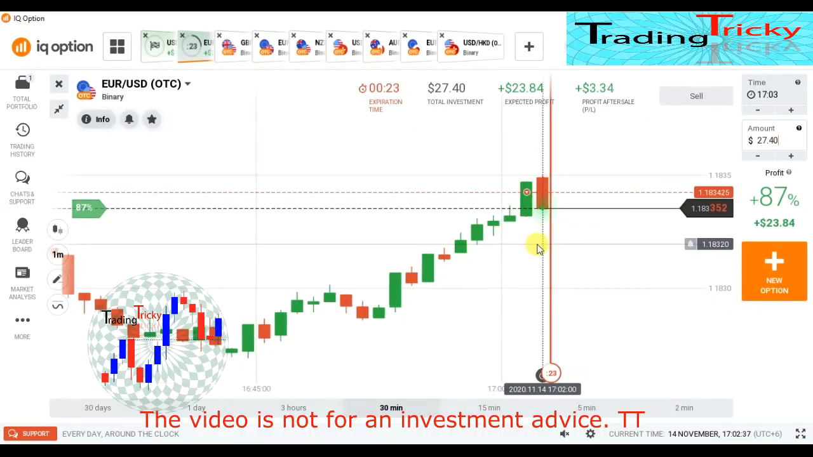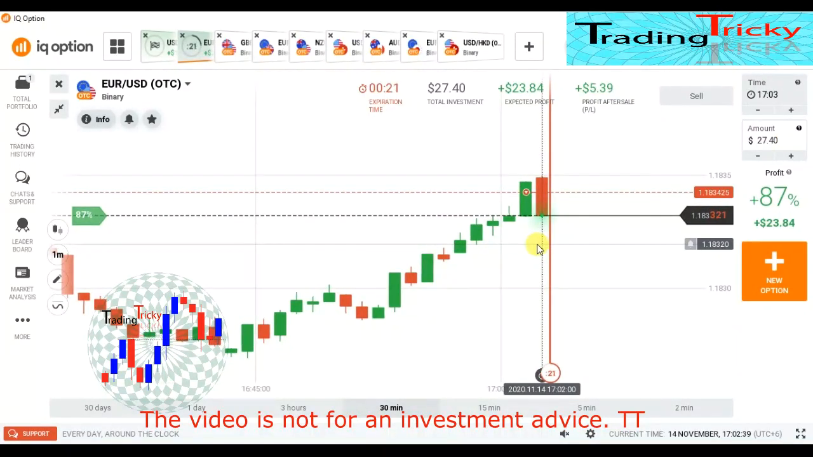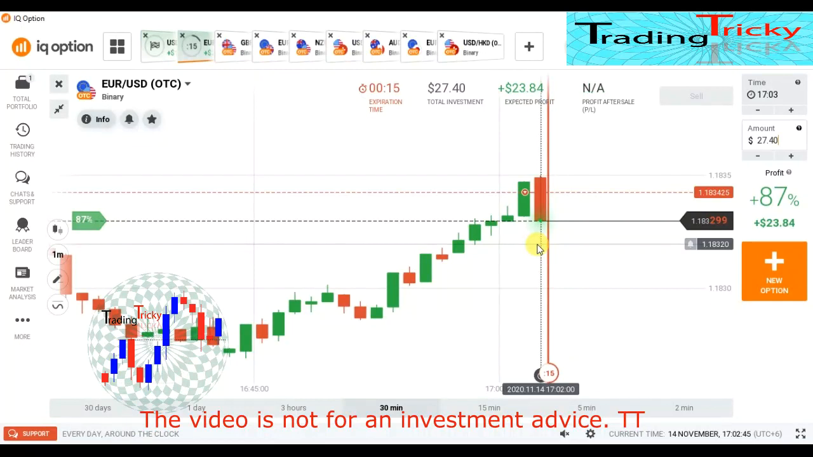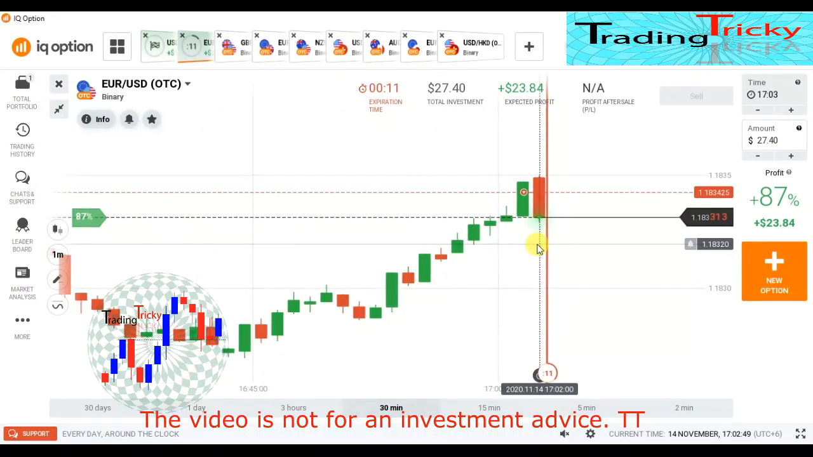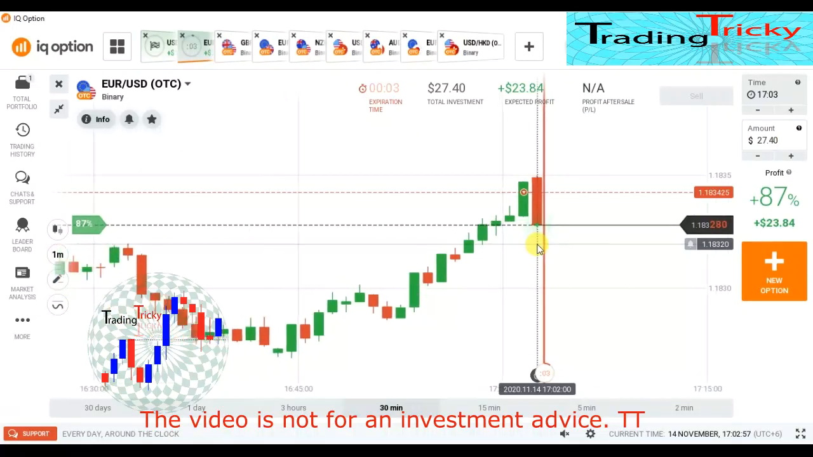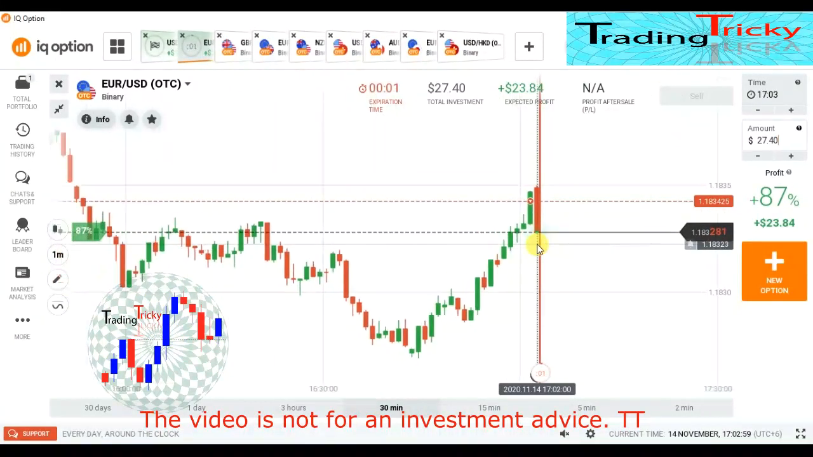Okay. Don't jump in trading until you have proper knowledge. So you can see very strong sellers entry. So it's a winning trade.